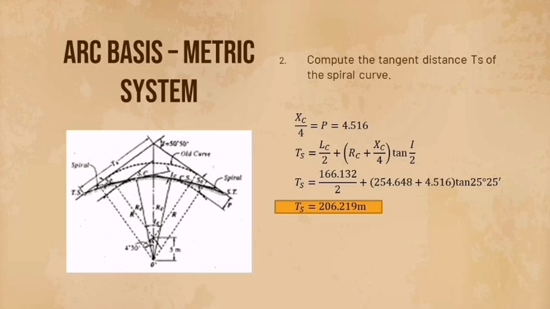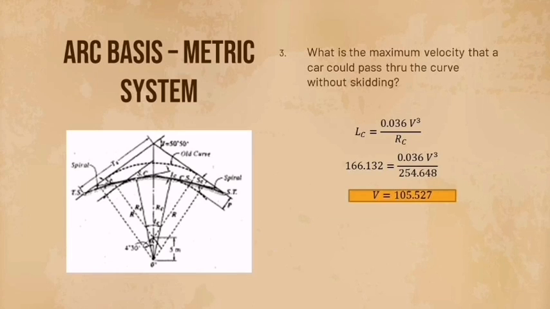After substituting, TS equals 166.132 over 2 plus 254.648, which is the R, or the radius, plus 4.516, and the tan of 25 degrees and 25 minutes. And after computing it, you will get the answer of TS is equal to 206.219 meters.